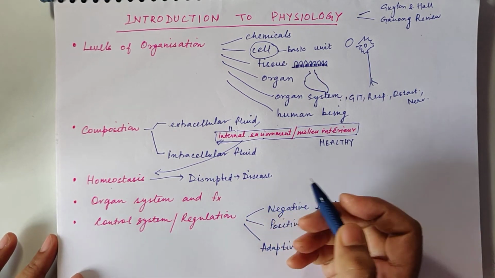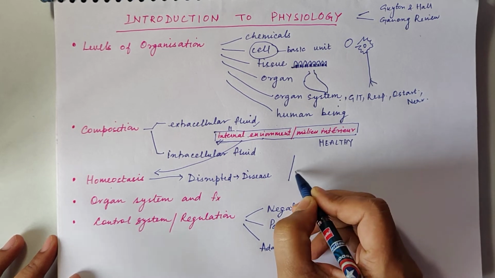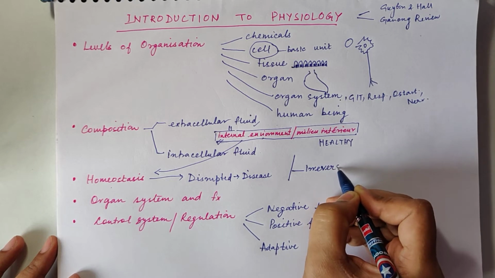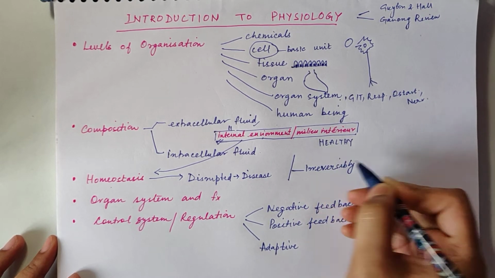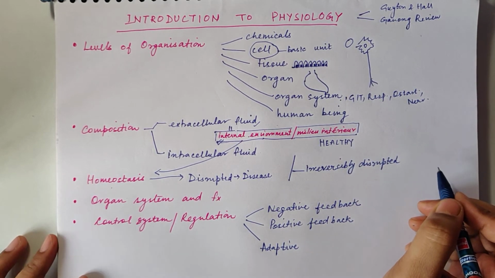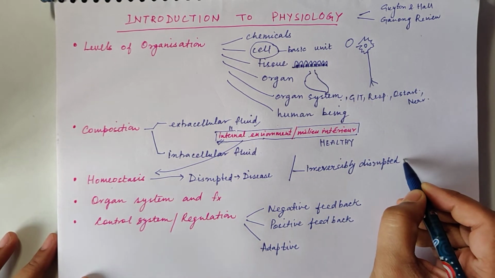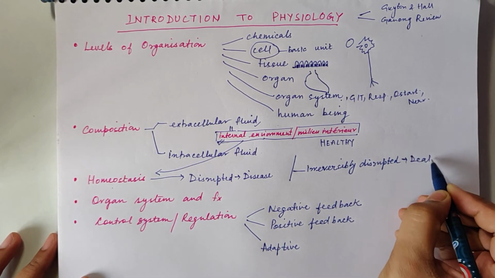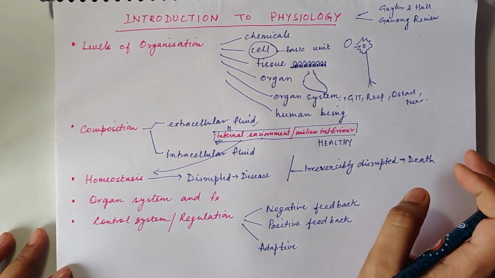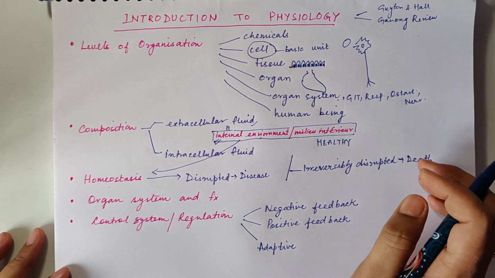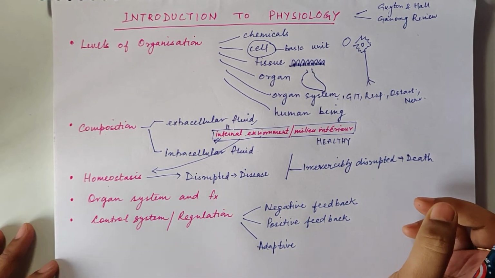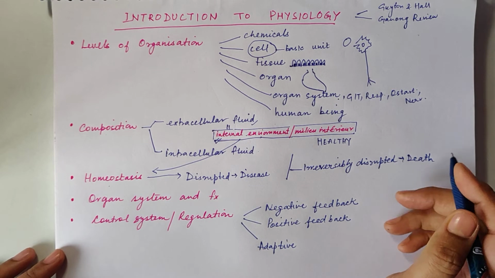and the moment it gets disrupted, a person gets diseased. And not just that, the moment it is irreversibly disrupted, अब नहीं कर सकते reverse. This is what leads to death. Death is nothing but irreversible disruption of homeostasis, and that is what is going to take away the capacity of the body to continue performing those biochemical reactions and stay alive.